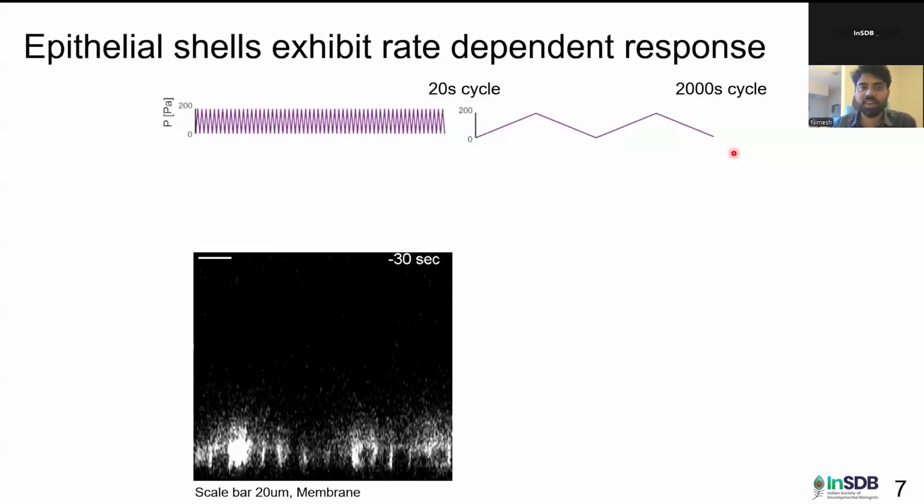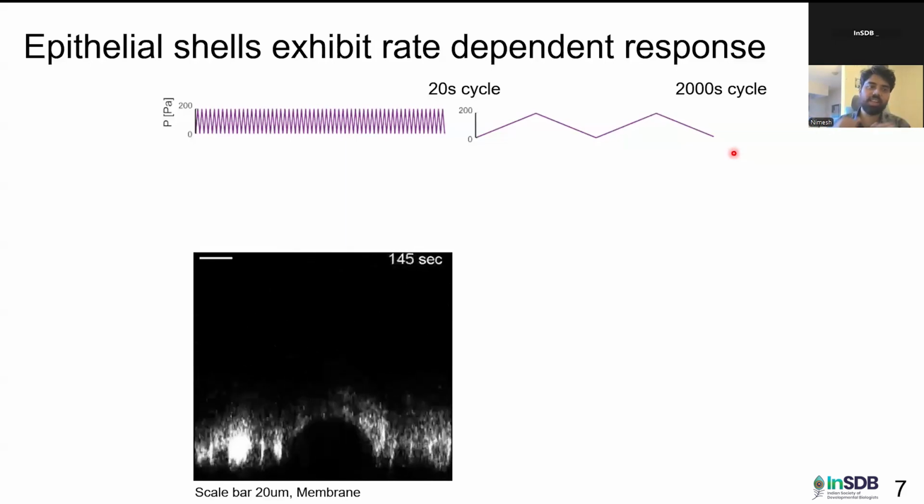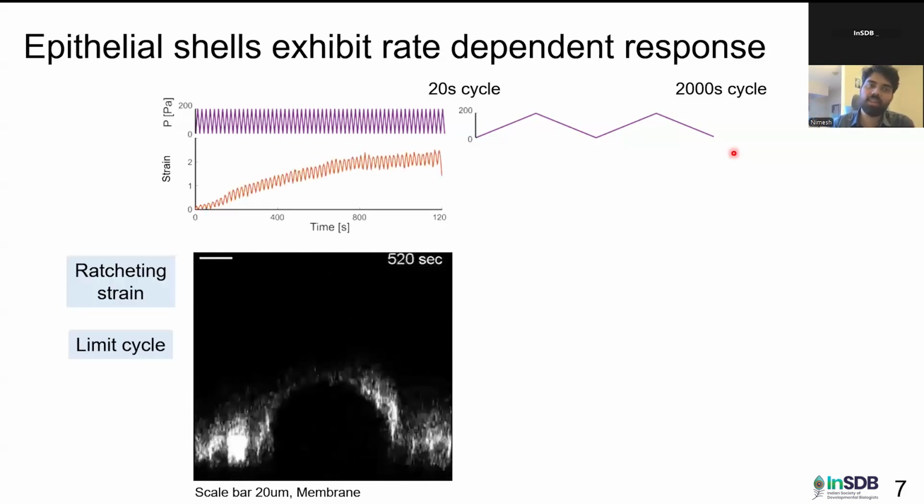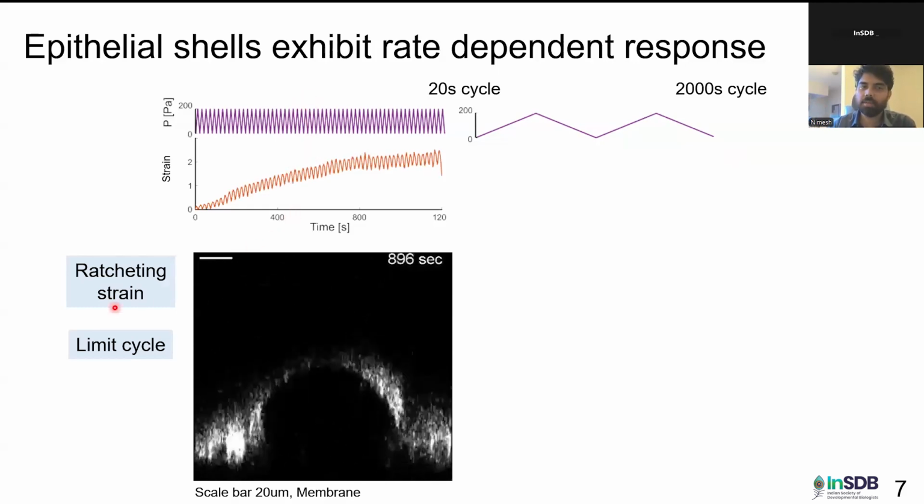So for faster rates, we saw that the tissue was stretching and stretching more and more for every cycle. So pressure goes from 0 to 200 Pascal and comes back to 0. But strain, you see that it ratchets up till it reaches a limit cycle. So it oscillates between two.